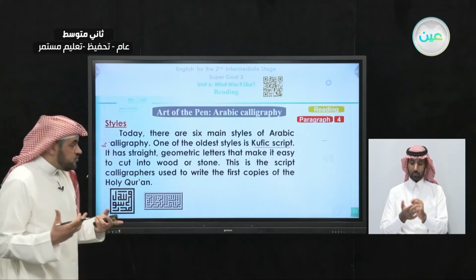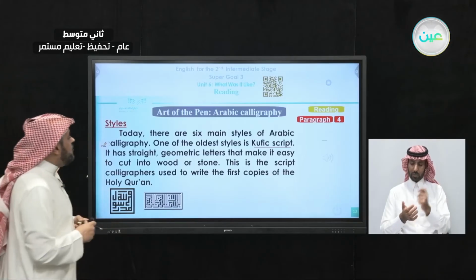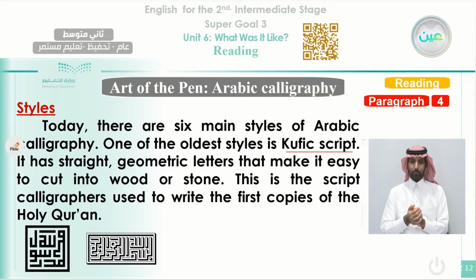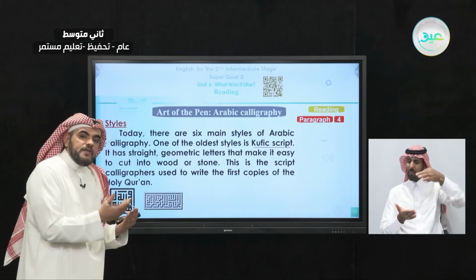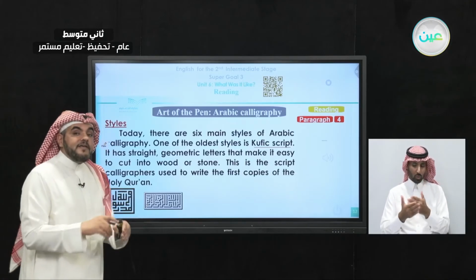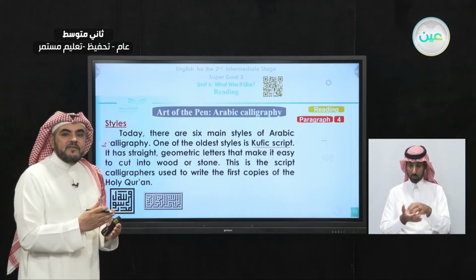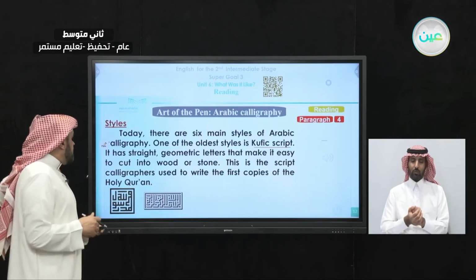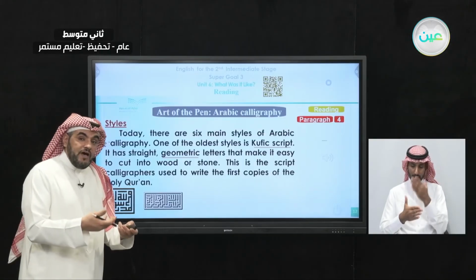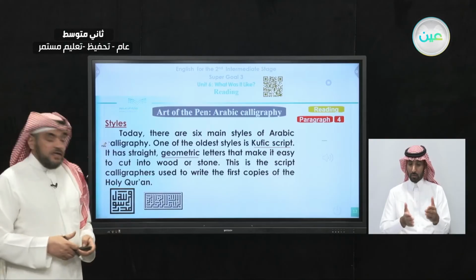Why are the letters geometric? To make it easy to cut into wood or stone. Before, they did not have paper, they only had wood. They wrote on wood and on stone. If they write in this way, the Kufic writing, it is easier for them to cut it. This is the script calligraphers used to write the first copies of the Holy Quran. When they first started to write the Holy Quran, they started in this style.